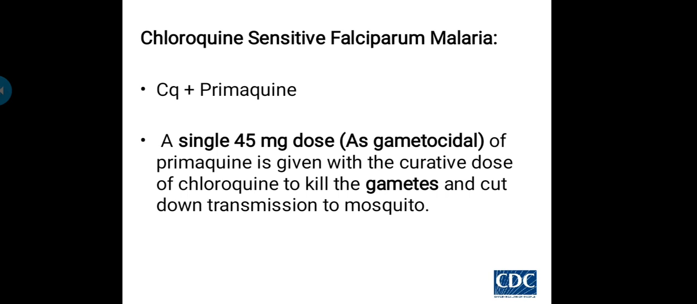But in falciparum we have no role in the relapse prevention. We have to kill the gametocytes as early as possible. So that's why we can use primaquine in the 45 mg single dose for falciparum malaria.